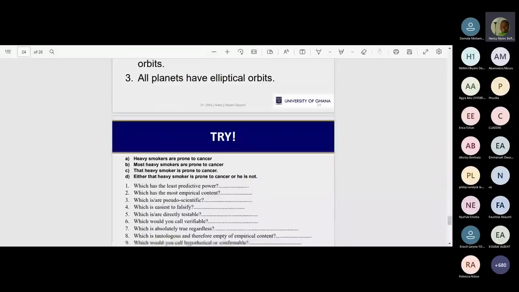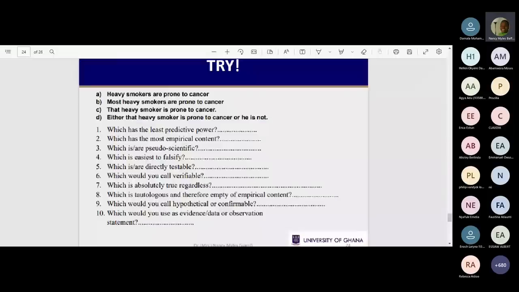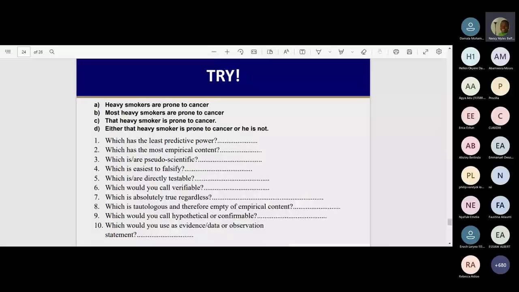I can do 1,001 things with this slide alone. See, this is a trial. You can practice A, B, C, and D. If I were to compare A, B, C, and D, let me give you just information that you can now use to answer the questions.